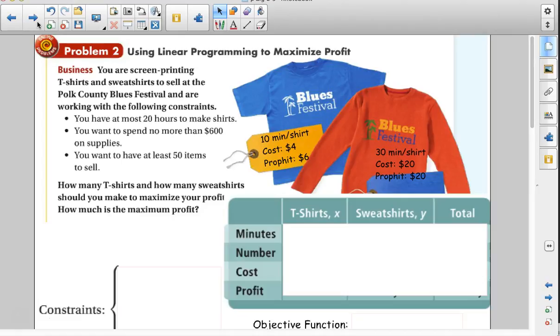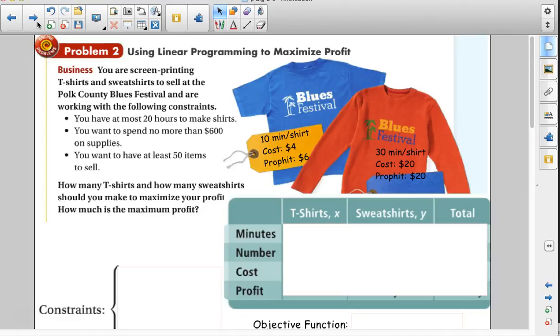You have at most 20 hours to make the shirts. Kind of a last minute thing, you decided to do it. You're saying, you know what, this is going to be a part-time thing for me at 20 hours. That's what I'm going to have to do. You don't want to spend more than $600 on your supplies, and you want to have at least 50 items to sell.